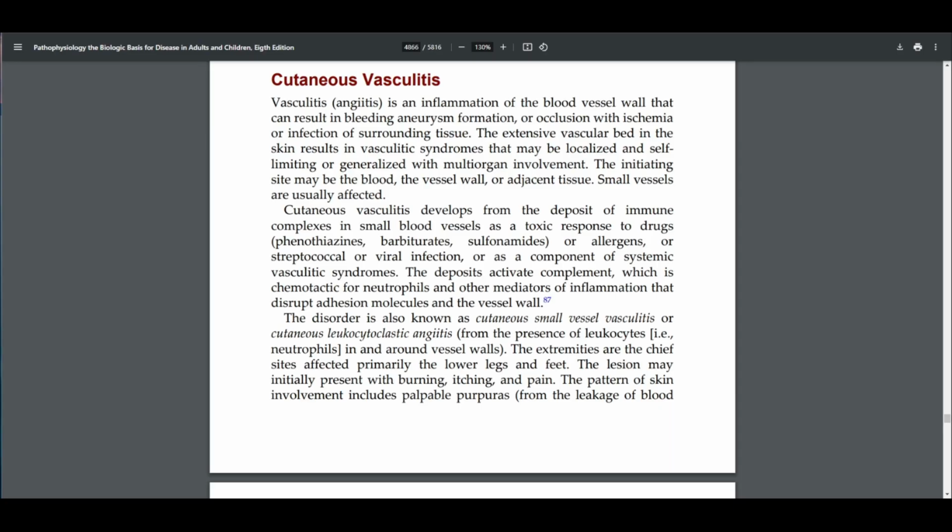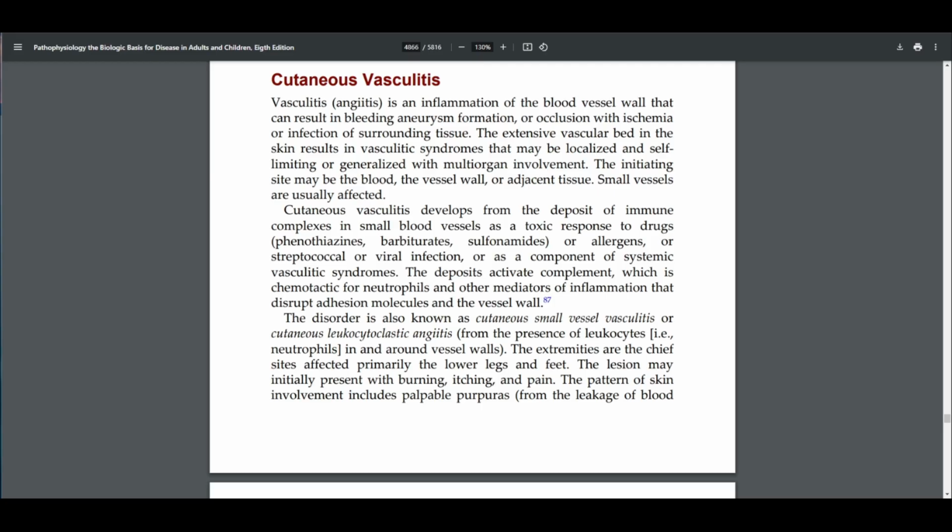Cutaneous vasculitis develops from the deposit of immune complexes in small blood vessels as a toxic response to drugs, allergens, or streptococcal or viral infection, or as a component of systemic vasculitic syndromes. The deposits activate complement, which is chemotactic for neutrophils and other mediators of inflammation that disrupt adhesion molecules and the vessel wall. The disorder is also known as cutaneous small vessel vasculitis or cutaneous leukocytoclastic angiitis.